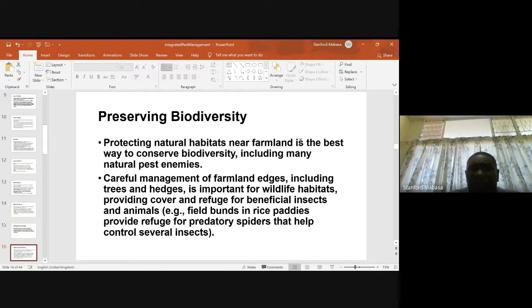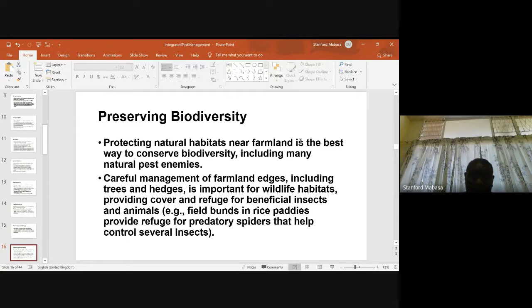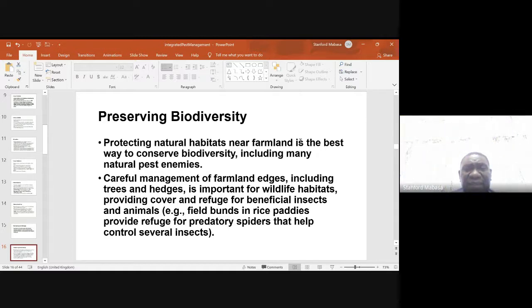Now, in India, they have what they call field bands. These are uncropped strips in rice fields, which can provide refuge for predatory spiders that can help to control several insects. I don't know how much of these farmland natural habitats which we do not crop, which surround our fields, are contributing in terms of pest control. Probably it's something which we need to look at.